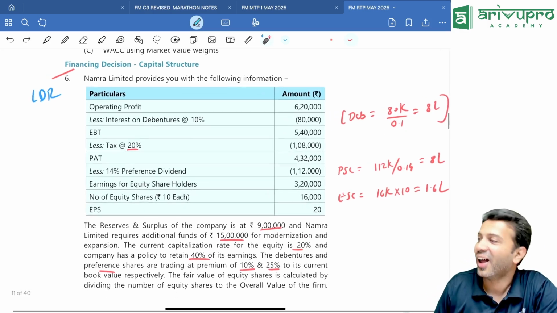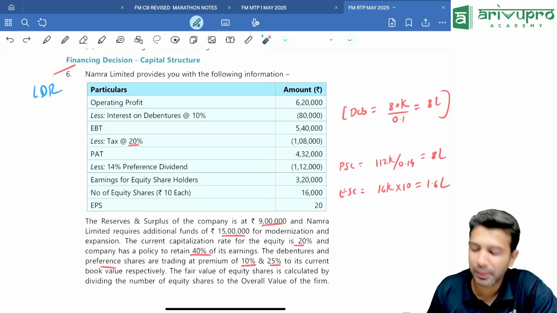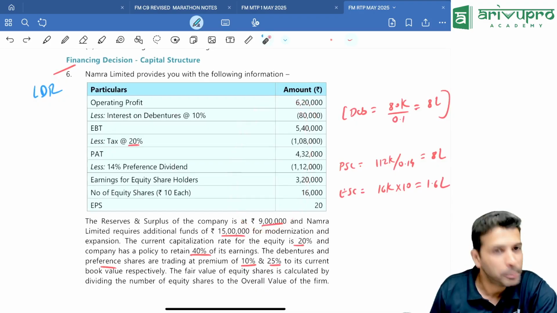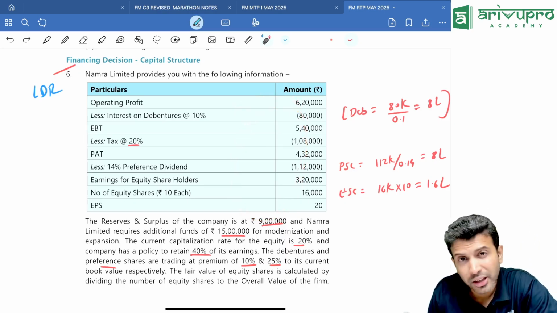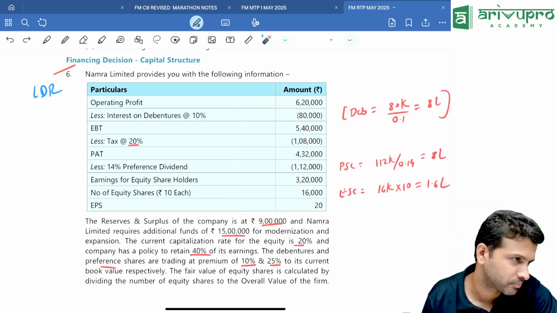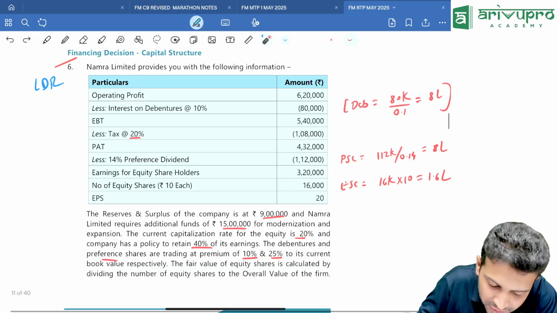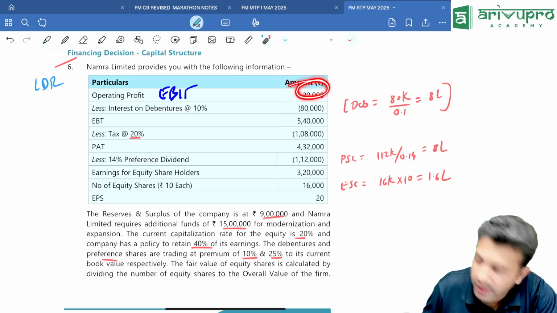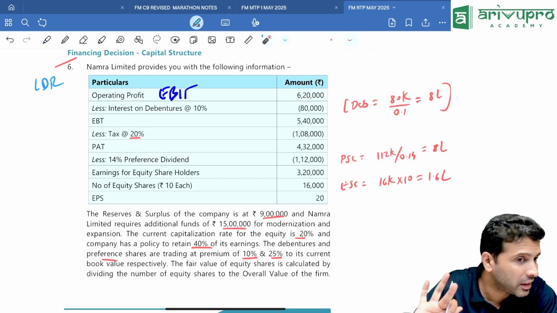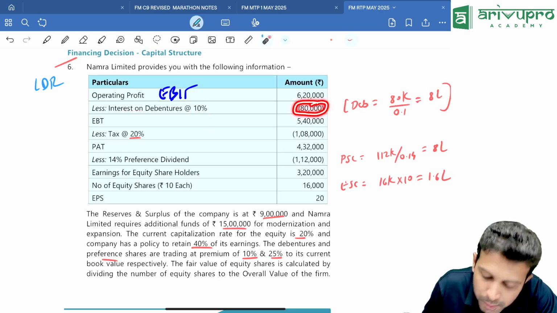Okay. All right. In fact, sir, I will feel happy if you help me in this question, because we have done a similar question in the regular class. We did a similar question in the marathon also. Let's see how much you remember. Operating profit means EBIT. How much? 6,20,000. That is your existing EBIT. Interest on debentures is 10% and the interest amount is 80,000.